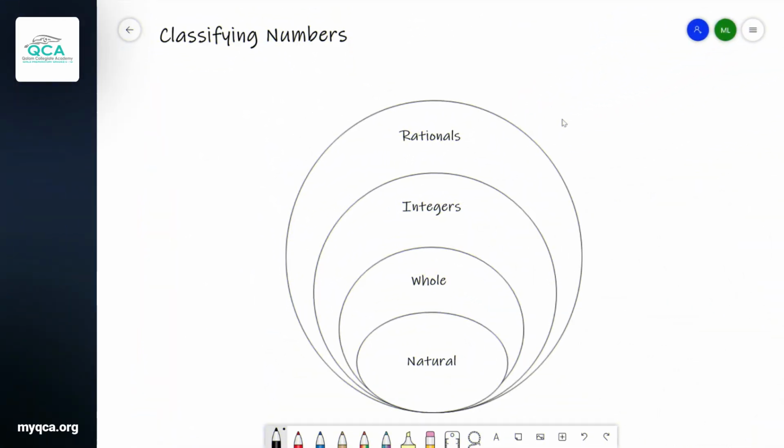Alright, hi everyone! So today I want to talk about classifying numbers and some sets of numbers that we will commonly see throughout this course, throughout classes, throughout mathematics. First things first, I've created this Venn diagram, or this chart, showing you, like Russian dolls, something inside of something. I have naturals inside of wholes, wholes inside of integers, and integers inside of rationals, okay?